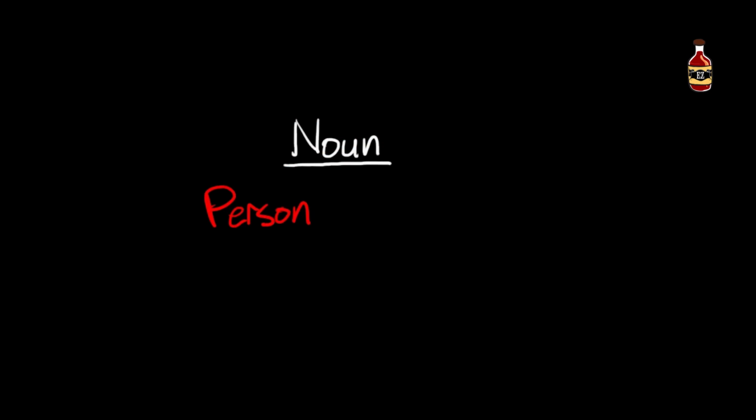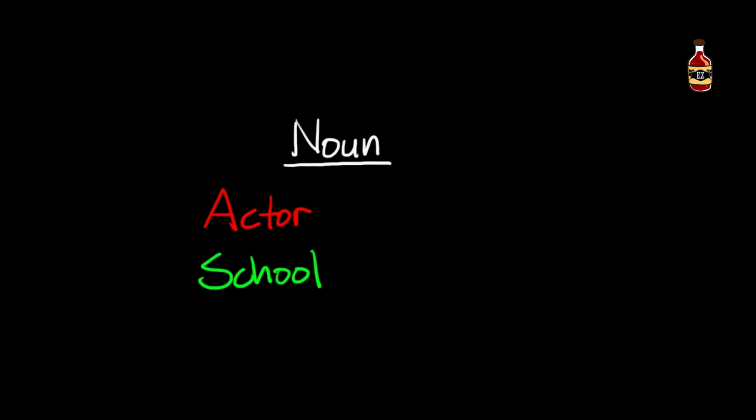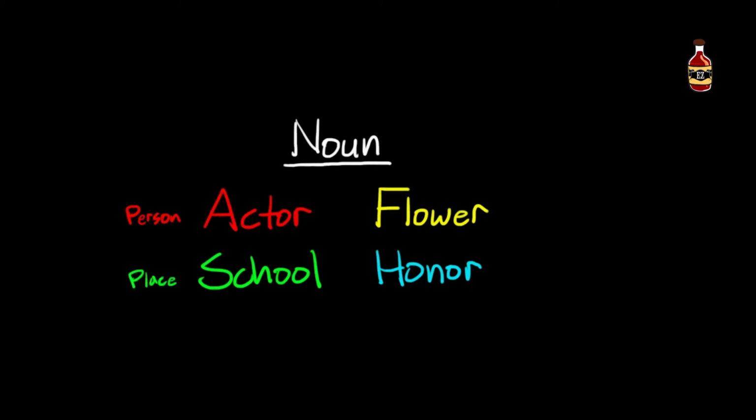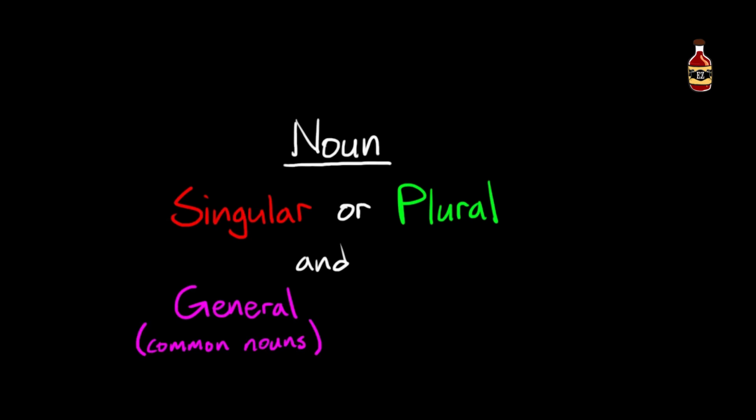A noun is a person, place, thing, or idea. Actor, school, flower, and honor are all examples. An actor is a person, a school is a place, a flower is a thing, and honor is an idea or concept. Nouns can be singular or plural, meaning more than one, as well as general, called common nouns, or specific, called proper nouns. Now I'm just going to show you a couple of examples of these four classifications.